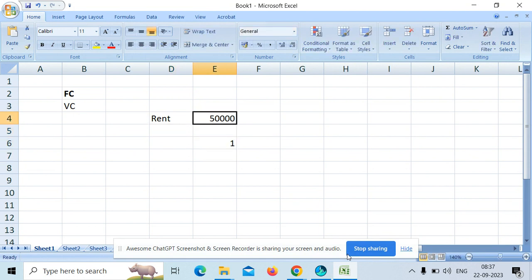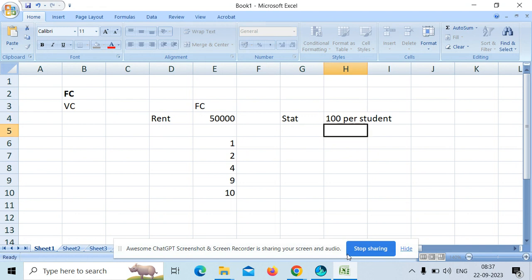So this fixed expense will be for one student. Suppose I'm teaching two students, four students, nine students, 10 students. My rent remains the same. It does not change. It is fixed. It is nothing but my fixed cost. But what about my variable cost? Suppose stationery expenses are 100 per student.